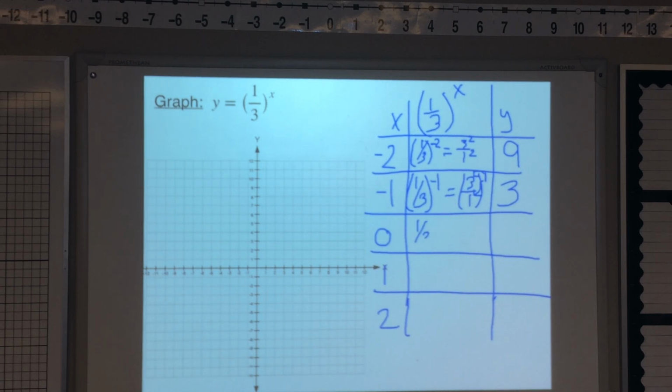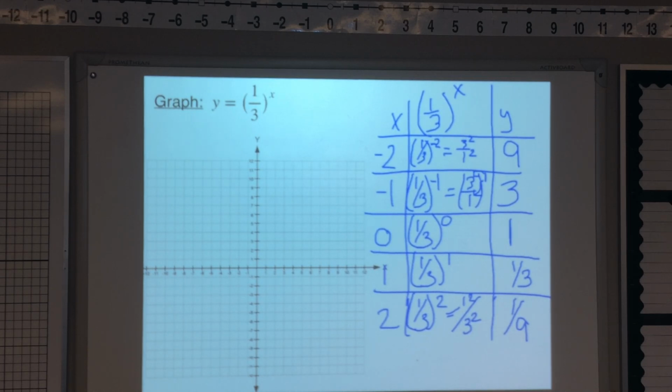Okay, 1/3 to the 0 power. Remember, anything to the 0 power is 1. And 1/3 to the 1st power really just means 1/3. And then 1/3 to the 2nd power, which is really 1 squared over 3 squared, is 1/9. Okay, so I have my points to graph.